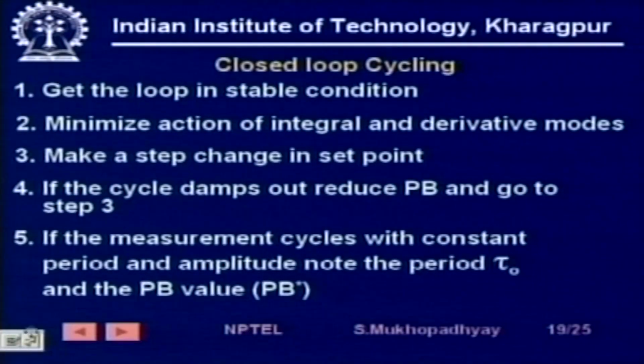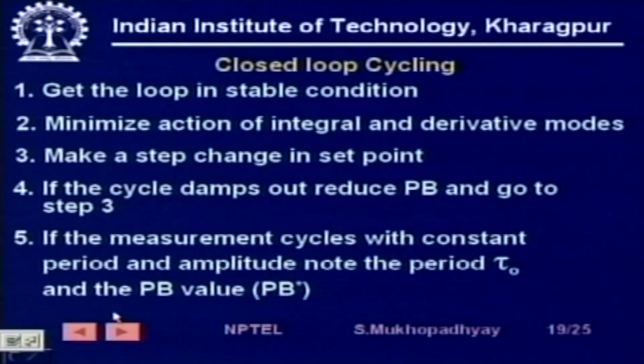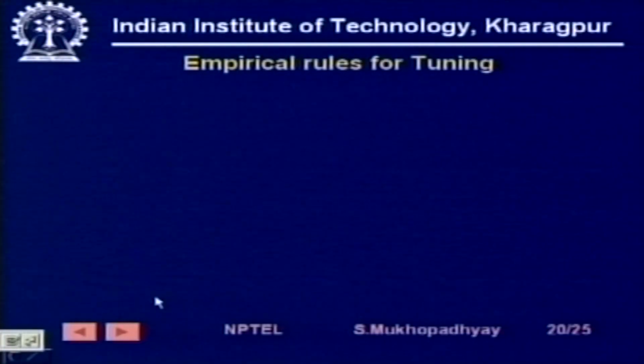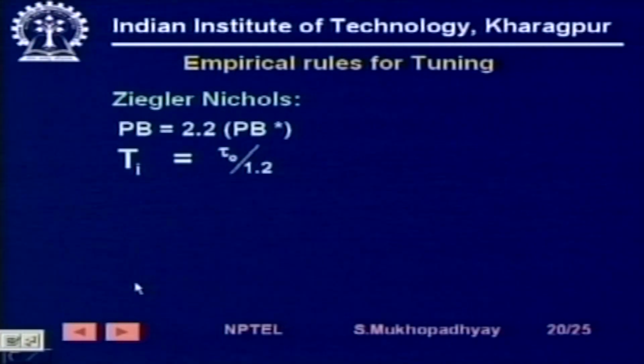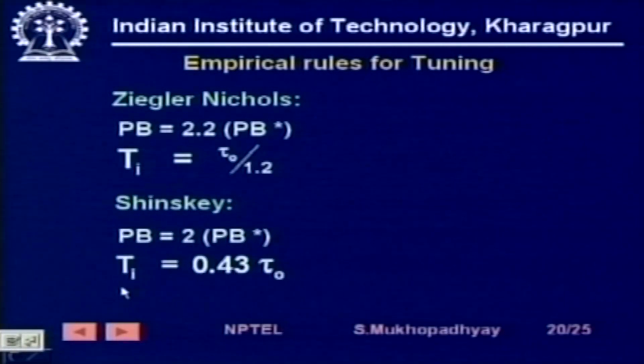So now based on these there are again empirical formulae. For example, Ziegler-Nichols says that if you have found a particular value of PB star and a particular value of tau naught, then for a PI control, set the proportional band value as 2.2 times this value and set the TI as this value. Again purely empirical, found by experiments. Similarly, another process control expert, Shinskey, says that no, choose these two values of gain.